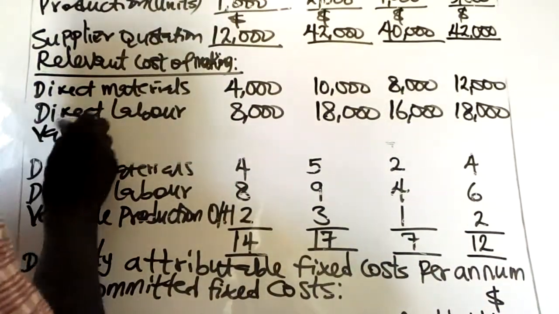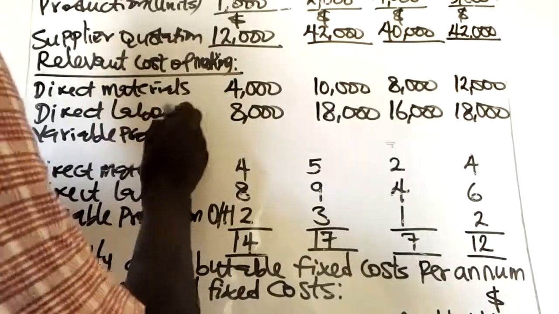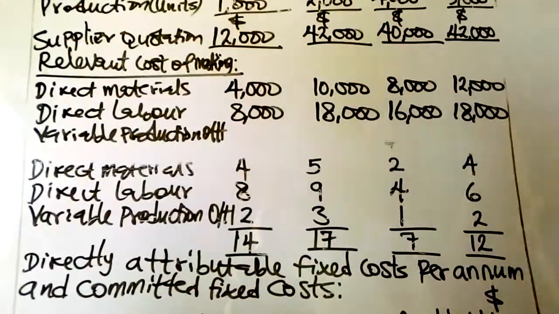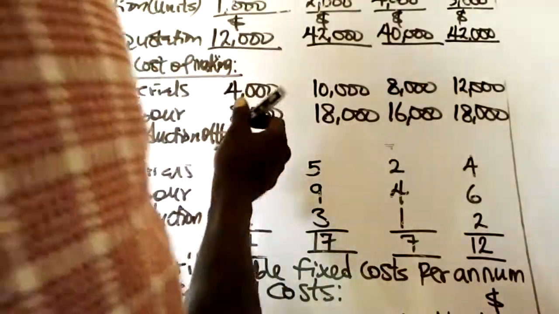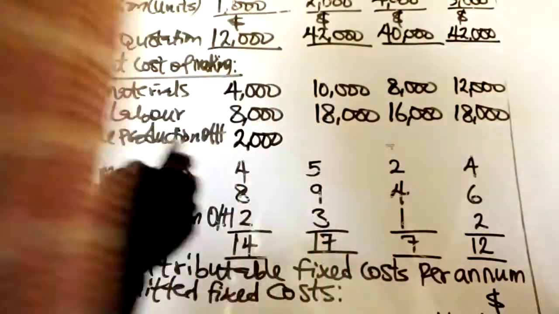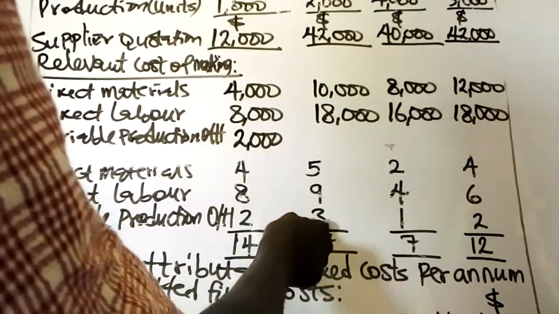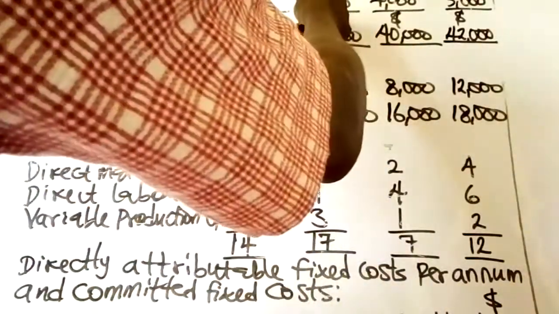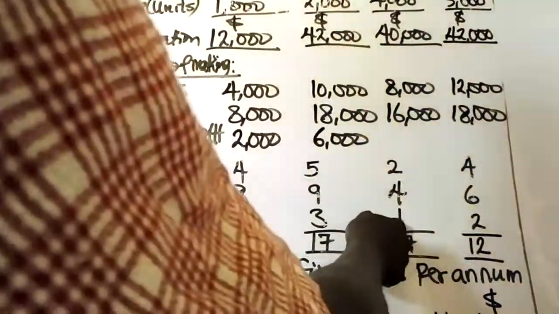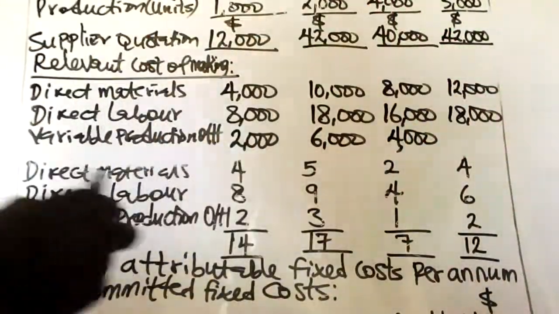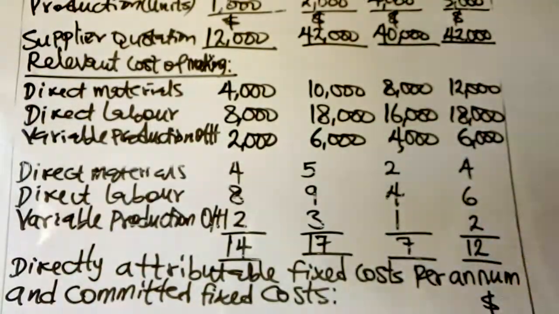Variable production overheads. For W, we have $2 per unit. $2 times 1,000 will be 2,000. $3 times 2,000 will give us 6,000. $1 times 4,000 will be $4,000. 3,000 units times $2 per unit will be $6,000. And that is for variable overheads.